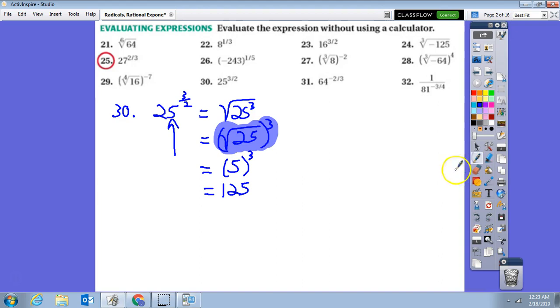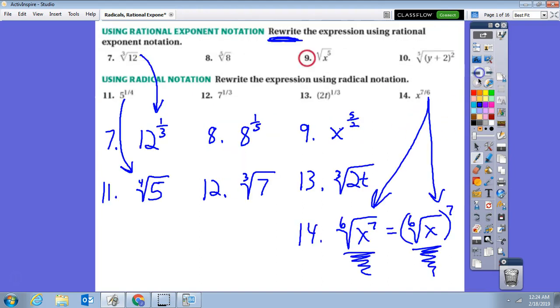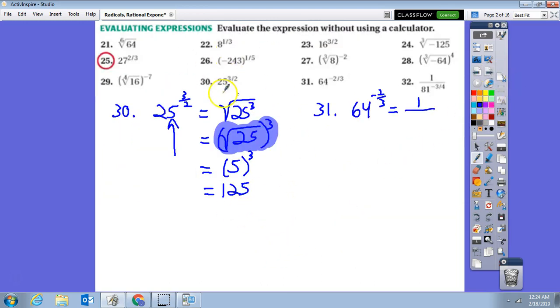So let's look at one more little example here, kind of an ugly example. Let's look at number 31. You have 64 to the negative 2/3 power. So let's deal with the negative exponent. That means I should move it down to the bottom of the fraction, because that's what we do with our negative exponents.